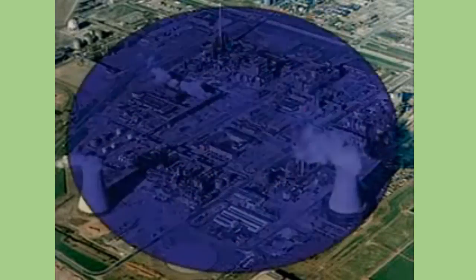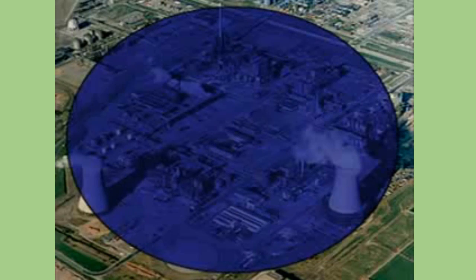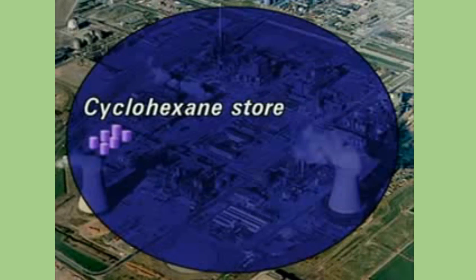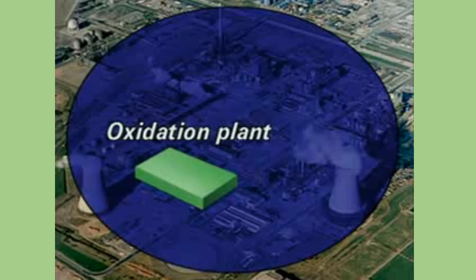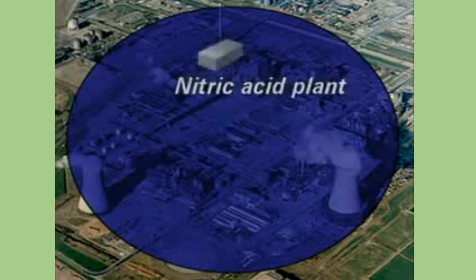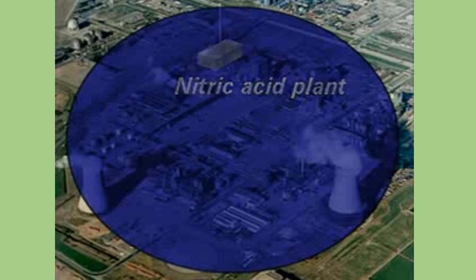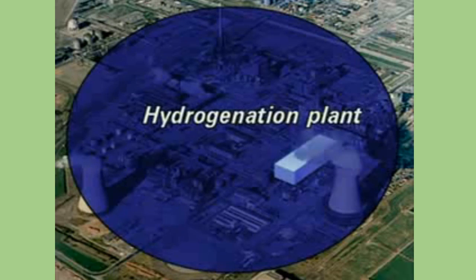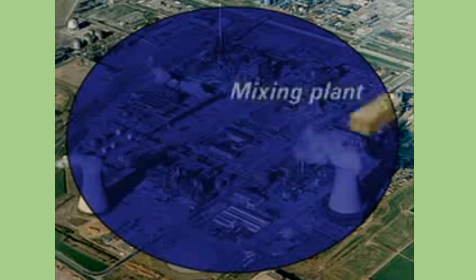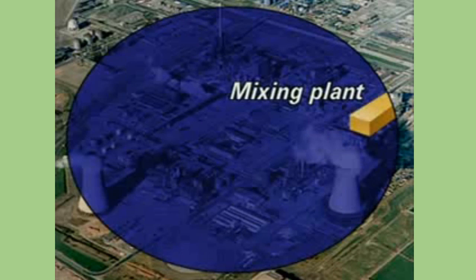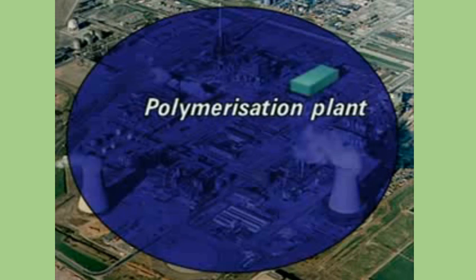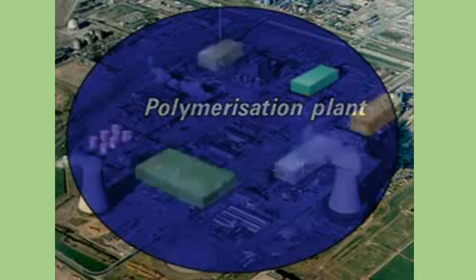On this site, cyclohexane arrives by pipeline and is stored here. It is first oxidized here and then further oxidized with nitric acid made from ammonia in this plant. The product is adipic acid. The hydrogenation of the adiponitrile to produce hexamethylene diamine takes place here, and the two monomers are mixed in this building. Polymerization is carried out in this plant, and nylon stored for delivery to customers.